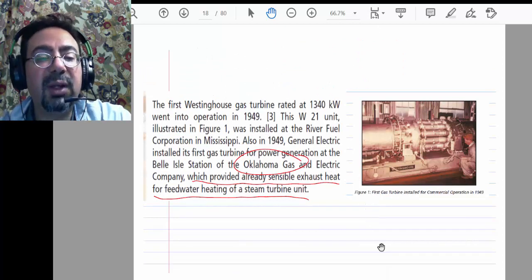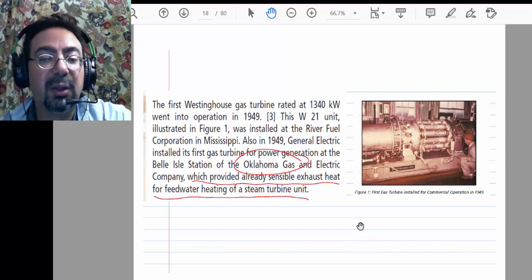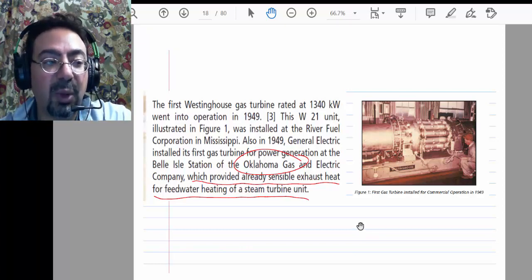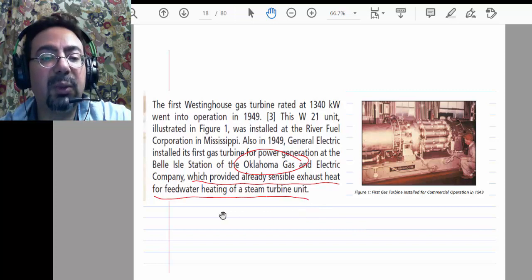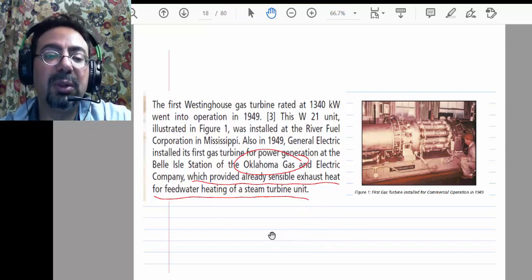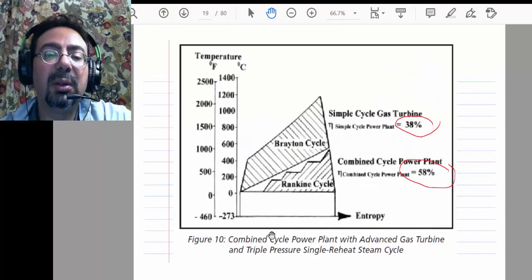And we said that the first time this idea of using the exhaust of a gas turbine to boil water, because the exhaust is just too hot to throw away, it's like throwing away free money, was done in Oklahoma. Right, so we should be proud that we brought this to the whole world. This idea was brought to the whole world from Oklahoma.